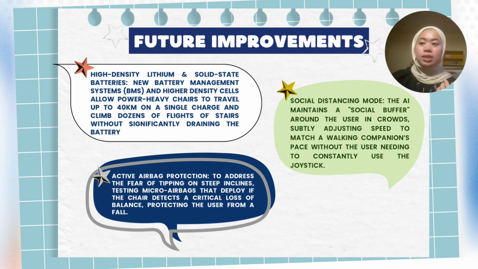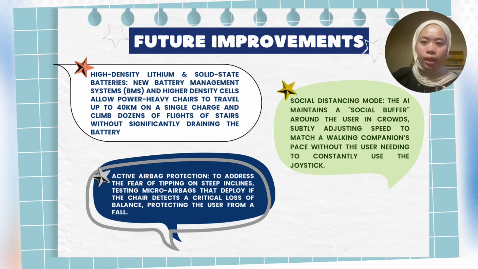Next is social distancing mode, where it is an AR integrated system that maintains a social buffer around the user in crowds. The wheelchair will automatically adjust the speed to match the walking pace. So this can ease the user from needing to push the joystick to match other people's pace.